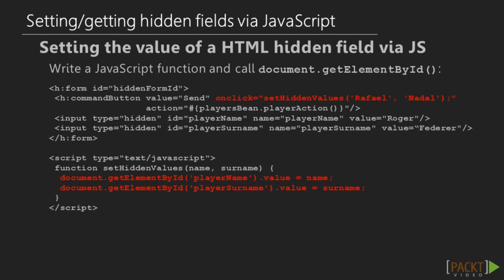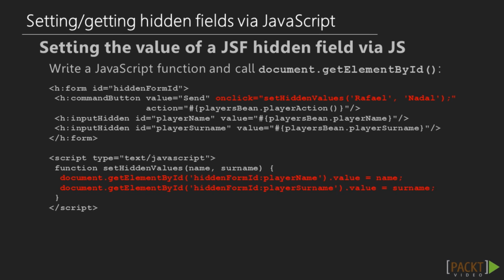Okay, now as you know, the hidden fields are not visible to the user, and the user cannot type in a hidden field. A common practice used to set the value of a hidden field on the client side is to call a piece of JavaScript right before submitting the form. This piece of JavaScript can access the hidden field and set its value. We can refer to HTML hidden fields via IDs and JSF hidden fields via client IDs.